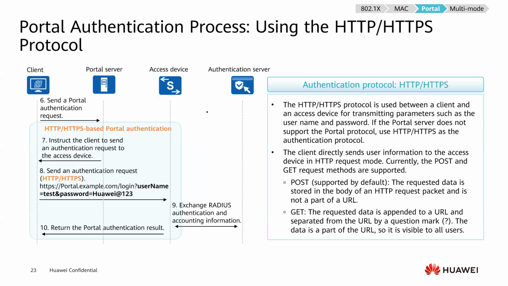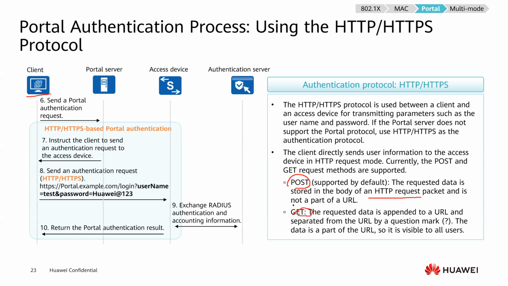Okay, and if the portal server does not support the portal protocol, that means it cannot transmit the identification information to the access devices. It will just tell the client to send the identification information directly to the access devices. That means I need to use HTTP or HTTPS protocols to transmit the information. And there are two methods for the client. One is POST. For POST, the request data is stored in the body of the HTTP packet. And another is GET.